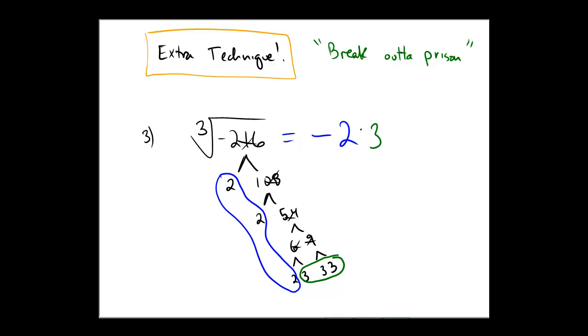So what's the final answer to the problem? Negative 2 times 3, negative 6. Did you get the same answer? Hopefully you did.